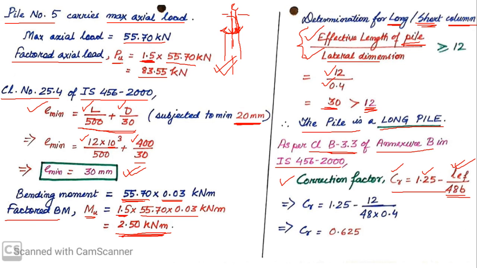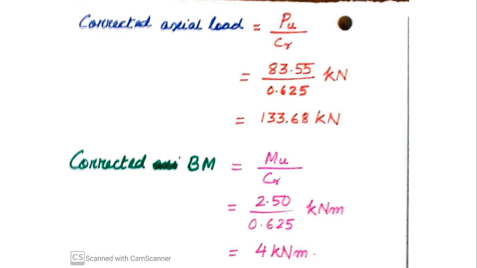Okay, so now I will be putting the values. So CR will be equal to 1.25 minus effective length, 12 meters, divided by 48 into the lateral dimension or the diameter of the pile, that is 0.4 meter. So ultimately I will be getting the value of correction factor as 0.625.